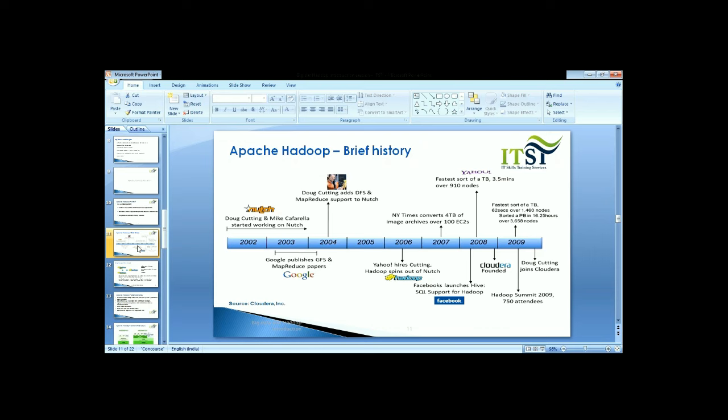In 2008, it was a very important year because Yahoo claimed that they had sorted 1 terabyte of data in just 3.5 minutes over 910 nodes. That was a huge achievement back in 2008. Then again in 2009 they did that in 62 seconds. You can see the drop from 3.5 minutes, although obviously the number of nodes was higher: 910 nodes in 2008, whereas in 2009 it was 1460 nodes.